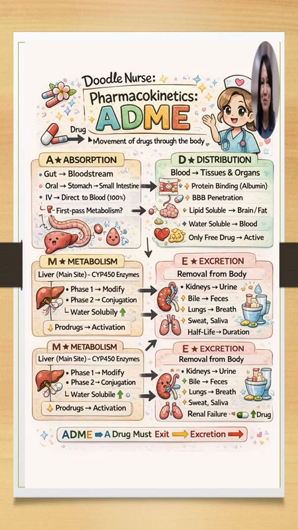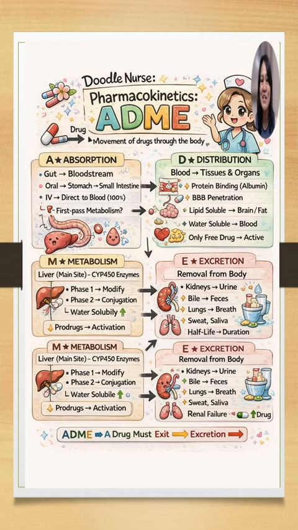Moving on to metabolism, this primarily occurs in the liver through the CYP450 enzyme system. There are two phases for this. Phase one modifies the drug through processes like oxidation, while phase two conjugates the drug, making it more water soluble for elimination. Some drugs are prodrugs, meaning that they are inactive until metabolized into their active form.